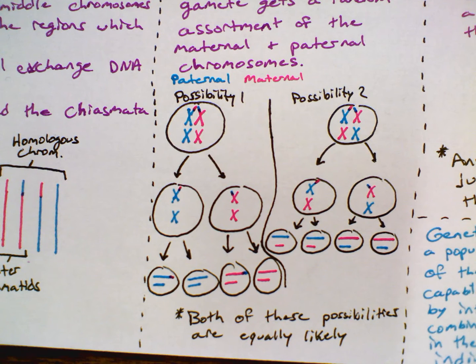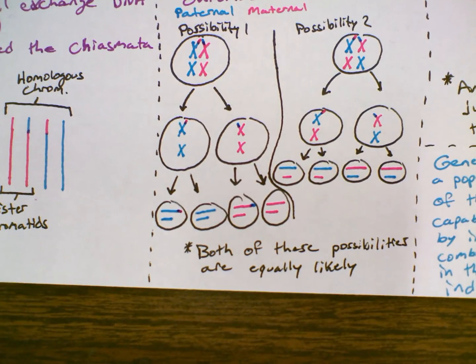But there is still one more trick that sexual reproduction has up its sleeve to ensure genetic diversity in the subsequent generation, and that is through the process of random fertilization. Let's scoot this down a little. So both of these are just as likely.